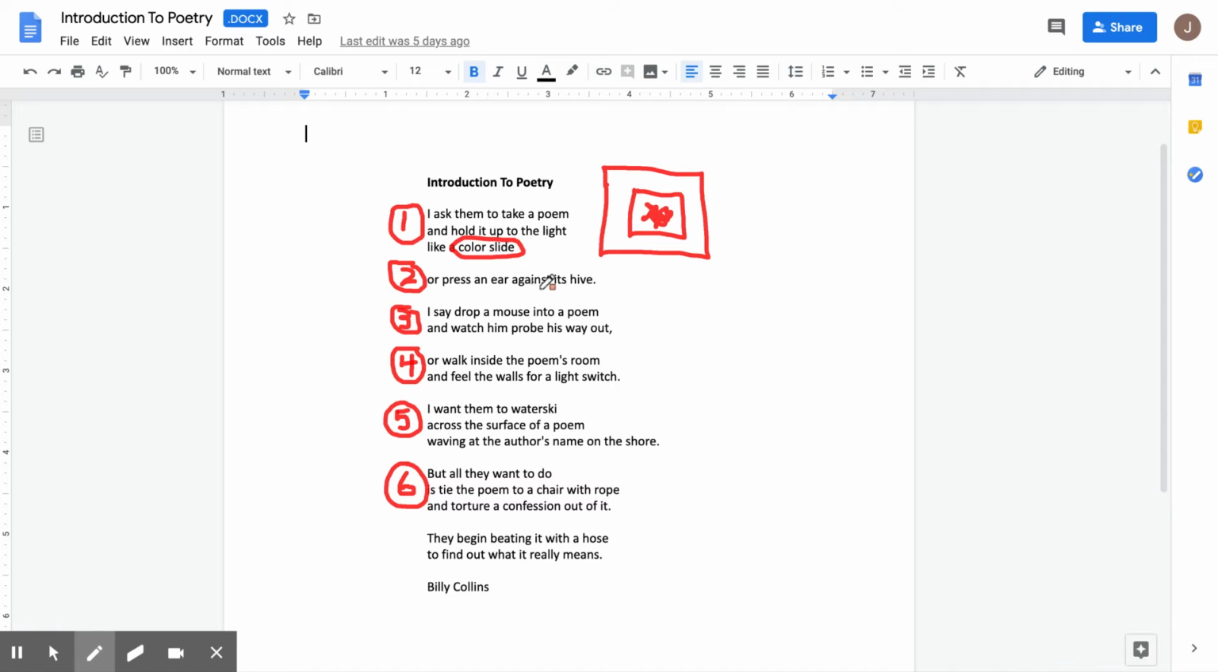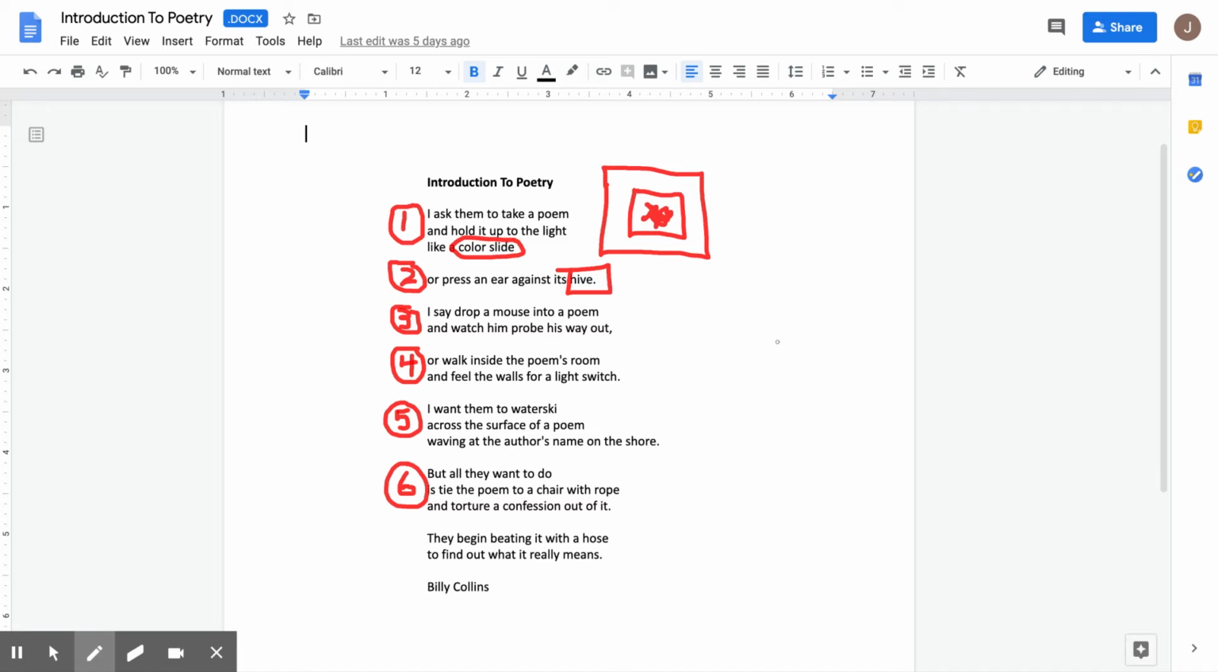So the second one is, "or press an ear against its hive." So here's the key. Now this is not a simile because there's no like or as, and it's sort of an implied metaphor rather than a direct metaphor, but we'll get into that more a little bit later. But think about that. It's a hive. So what's a hive? A beehive. And there's almost a weird distancing going on here, pressing ear against its hive, as if the hive belongs to the poem. But I think it can also mean the hive is just sort of the hub of the poem.